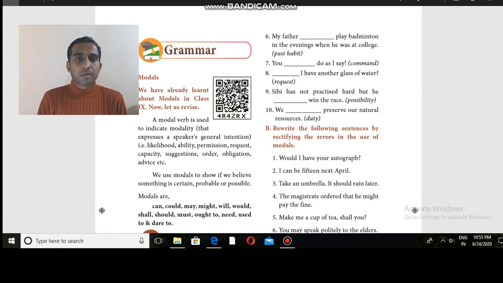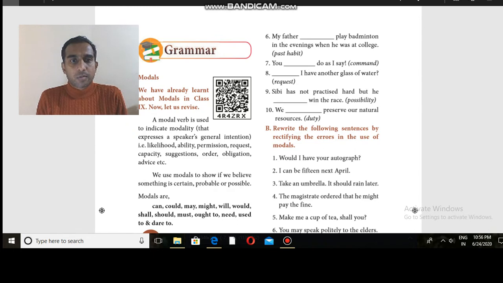Today, in our English class, we are going to learn grammar in unit number 1. Already in our previous classes, we have learned prose, poetry, non-detail, and vocabulary exercises as well. And today in our class, we are going to concentrate on grammar. In unit number 1, there are two grammar topics which have been assigned for you. The first one is modals, and the second one, after modals, is voice, that is active and passive voice. And today in our class, we will be learning about modals.